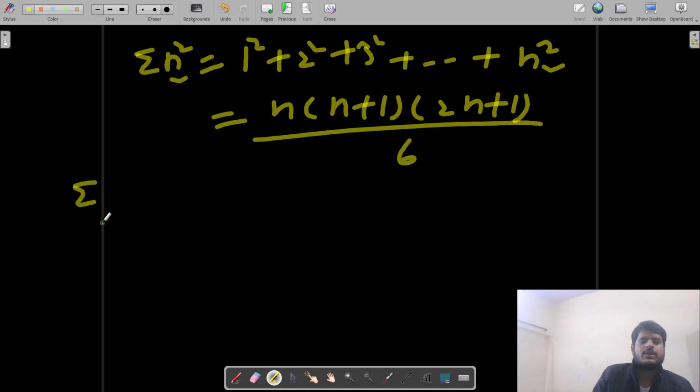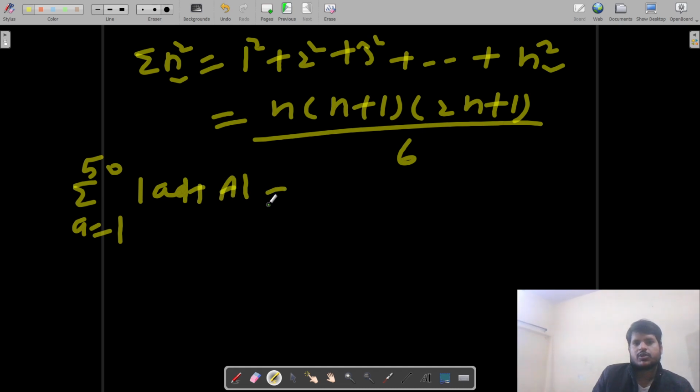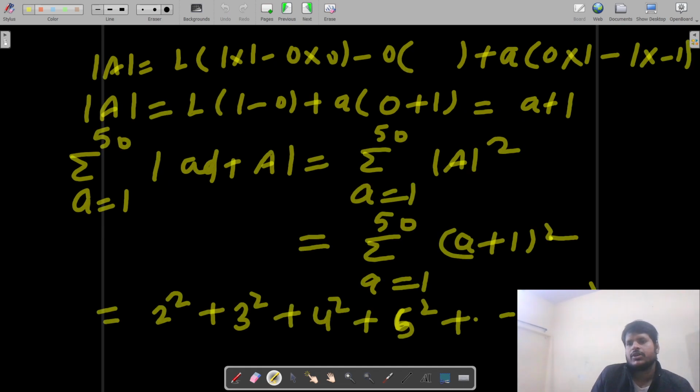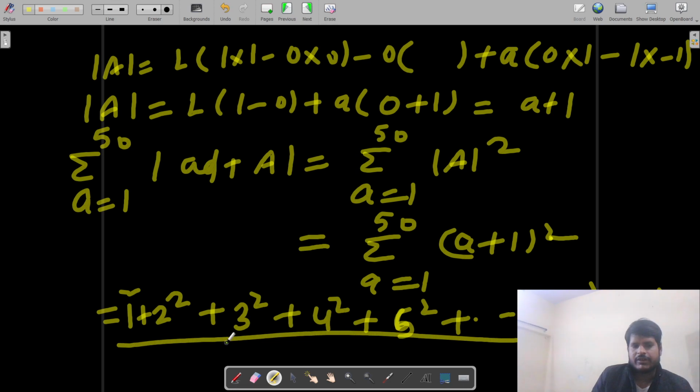Now according to the present problem we will convert. We have sigma a is equal to 1 to 50 of determinant of adjoint A. In the previous slide we have this one. So to convert to the sigma form, we will just subtract 1 square and add here 1 square. So from 1 square to 51 square, this becomes sigma of 51 square.